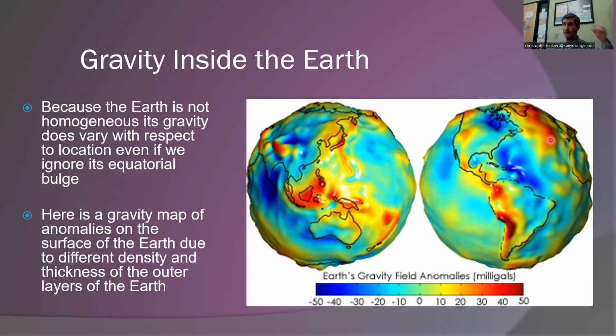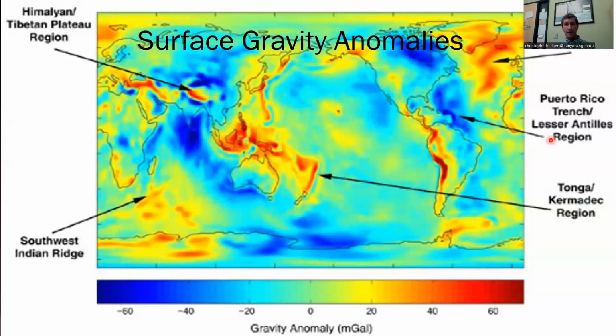But overall, no matter where you are on the surface of the Earth, you're going to experience an acceleration of about 9.8 meters per second squared. And again, this acceleration is really the best way to measure the overall strength of the gravitational field. And again, here's just another view of that in a different type of projection.